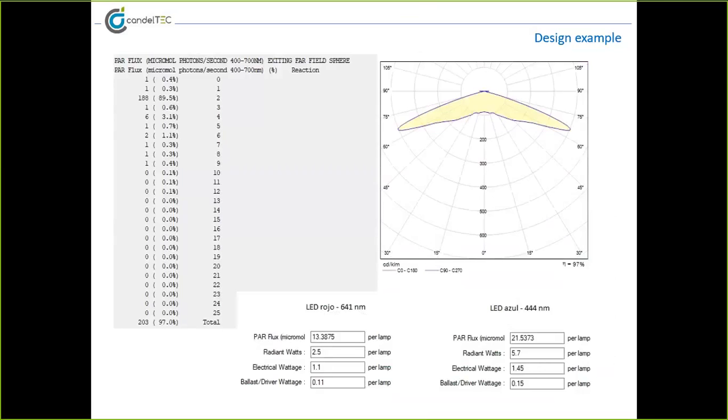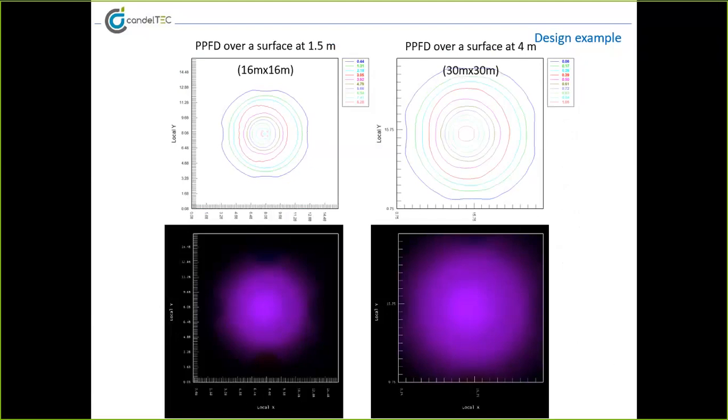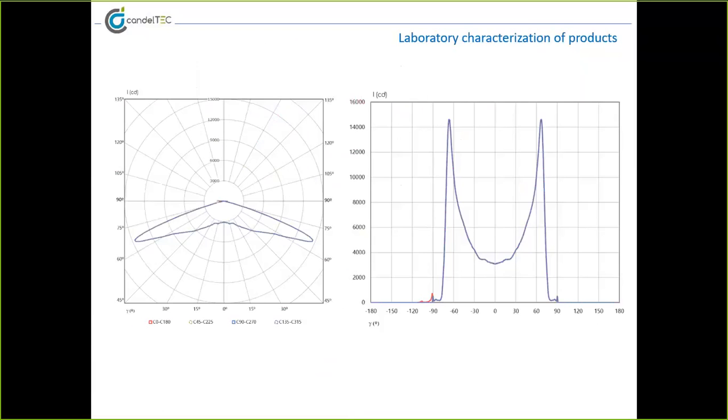We obtain a very different distribution, useful to irradiate big areas with a low number of luminaires distributed over the area. The radiation pattern is quite different. The spread of radiation and the uniformity is bigger. That is the design process.